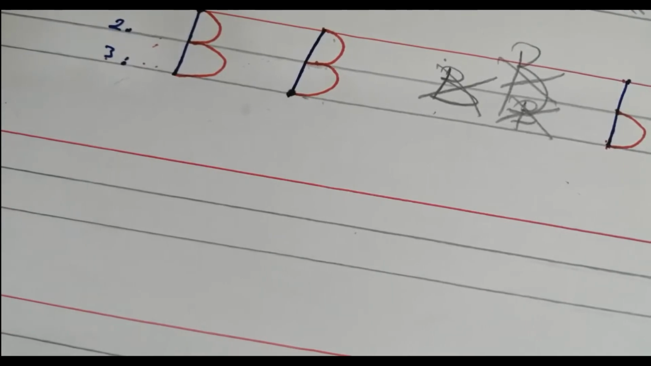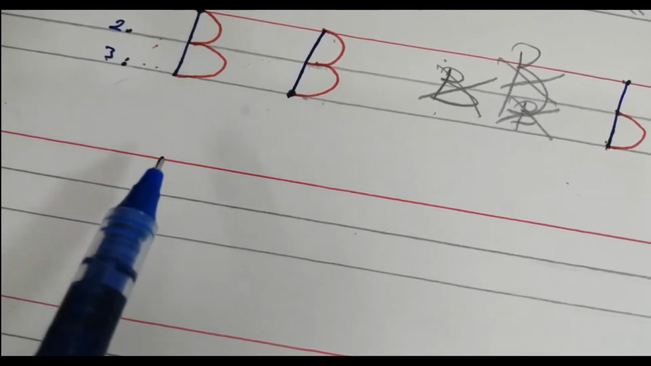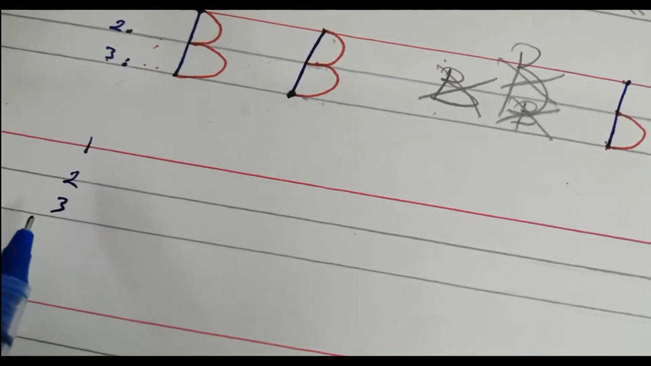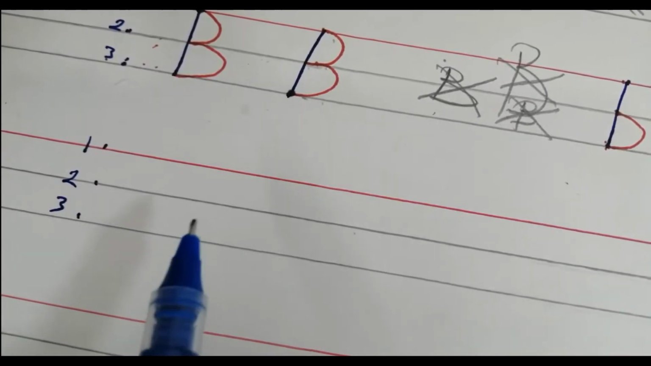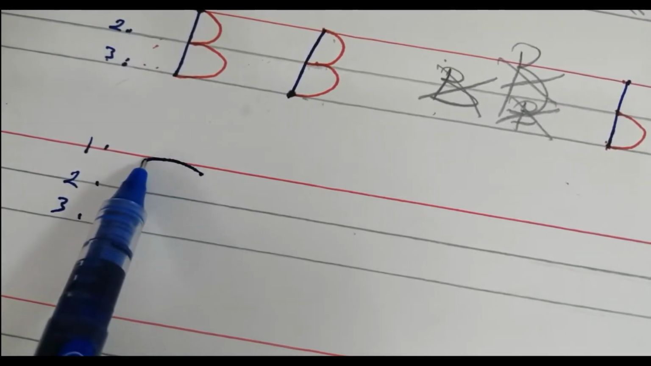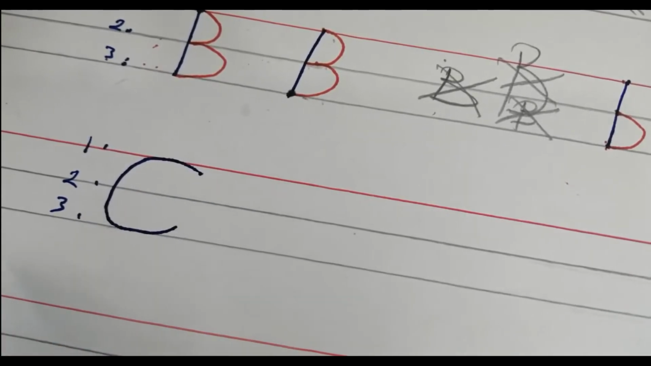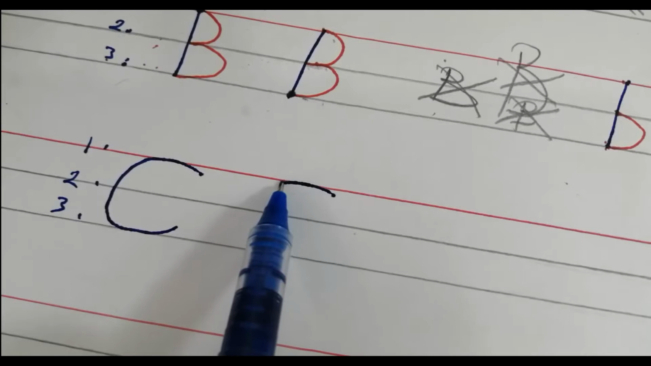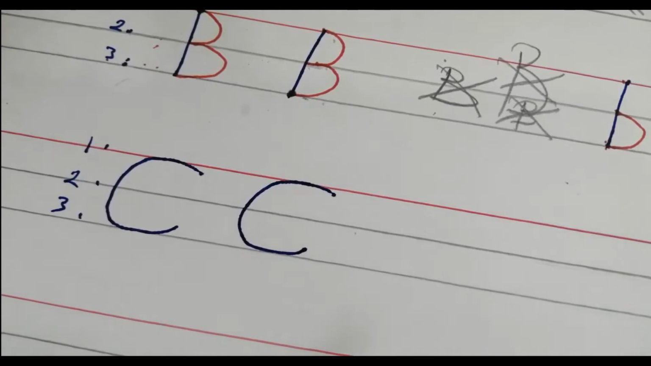Now we go to the next letter, C. As usual, we work from the first line, the red one. Line 1, line 2, line 3. C is a big half circle. It starts from line number 1 and goes to sleep on line number 3. Again, a big half circle, start from line number 1 and sleep on line number 3.